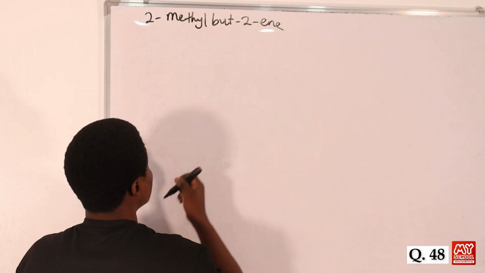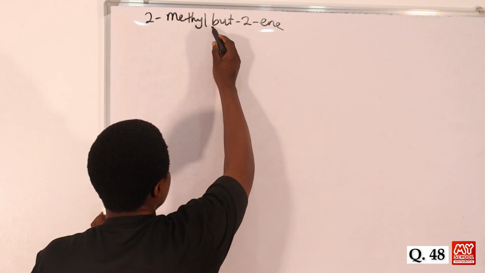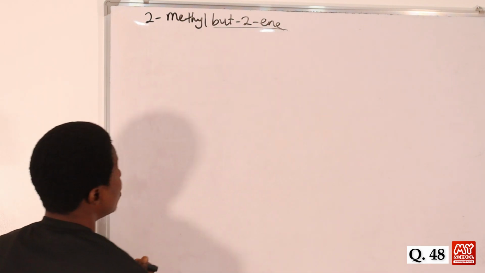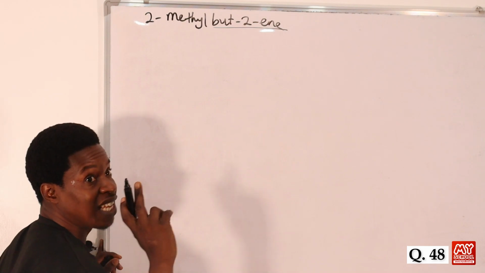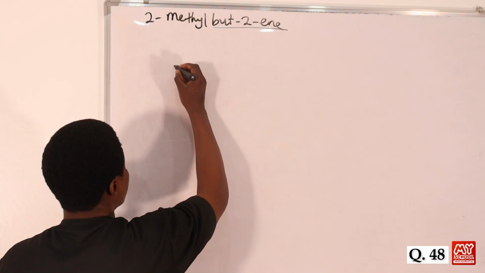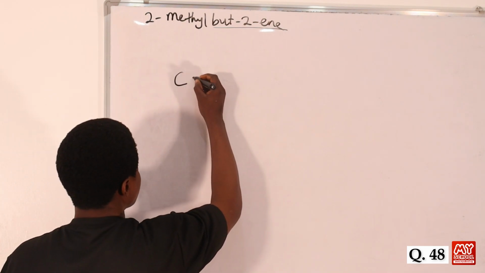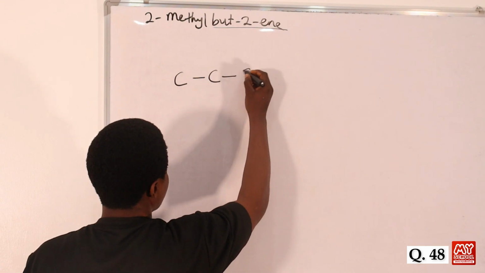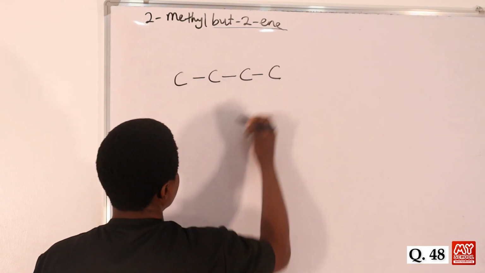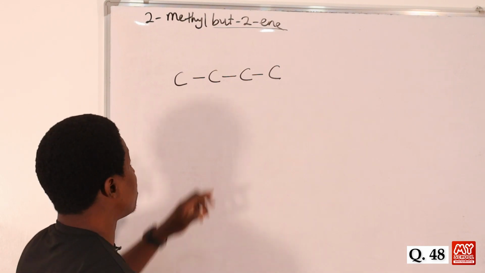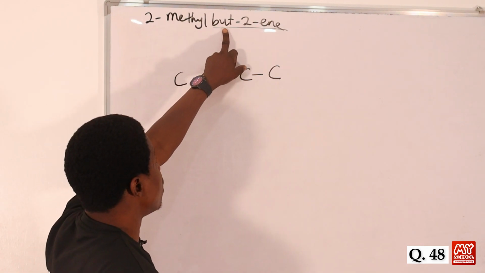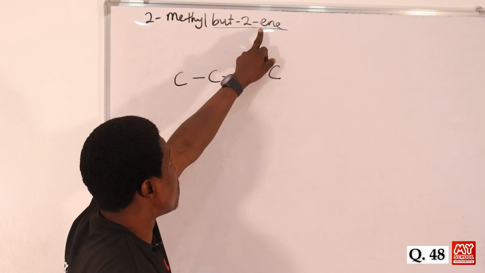The parent is the one with the longest chain, which is always the one that ends here. So we have but, which means we have 4 carbon atoms. I'll draw that out: 1, 2, 3, and 4. Now we are not done yet. We've just done the but. Then we have 2, and then we have ene.